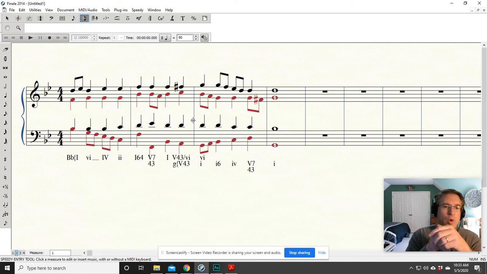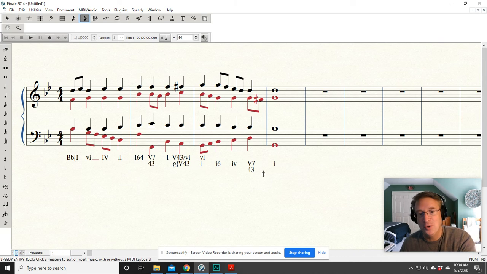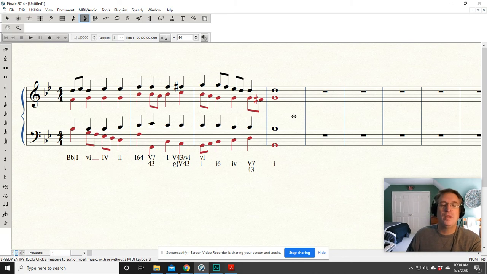And probably some of you are going, well, how do you know it's a modulation and not just a secondary dominant? Well, the two obvious clues are, number one, a secondary bracket that's showing you, oh, all right, we're in a new key. And also, it doesn't end in B flat. It ends in G minor. So there are your two obvious ways of knowing this.